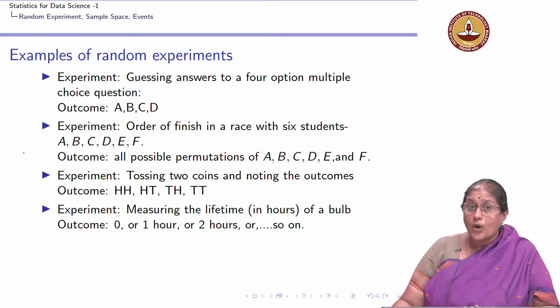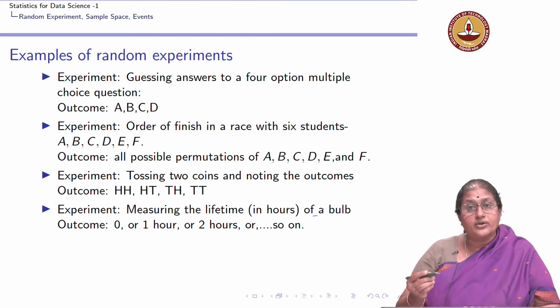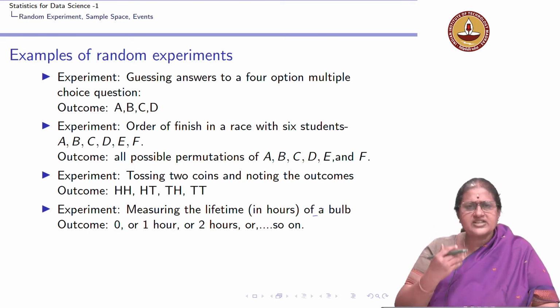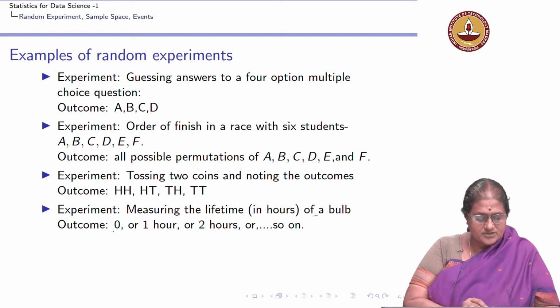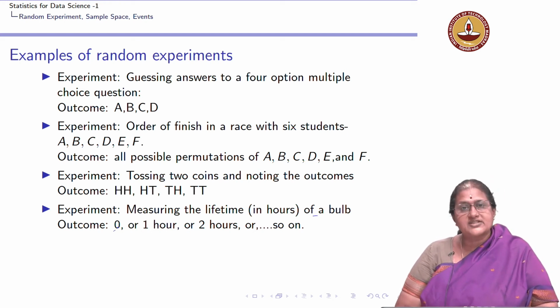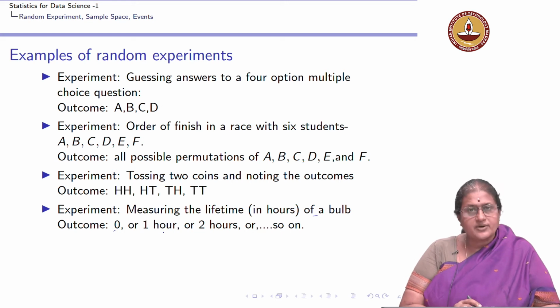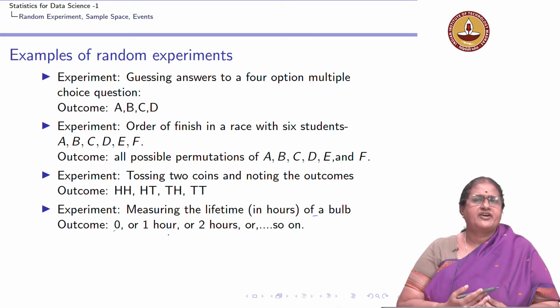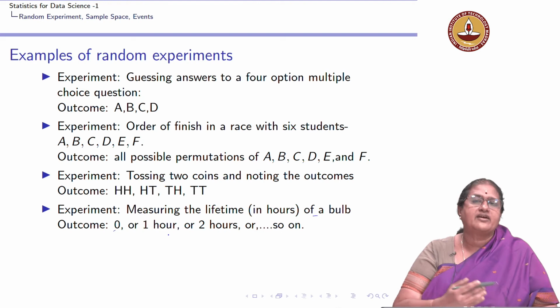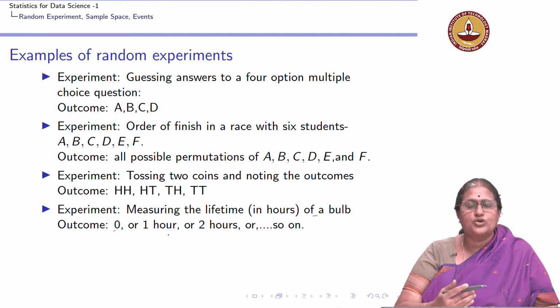I do not know how long a bulb is going to last. It could last for 30 minutes, 45 minutes, in which case my outcome is that I am going to record it as 0 hours. It depends on how I decide: if anything less than 1 hour I record as 1 hour, and anything between 1 hour and 2 hours I record as 2 hours.